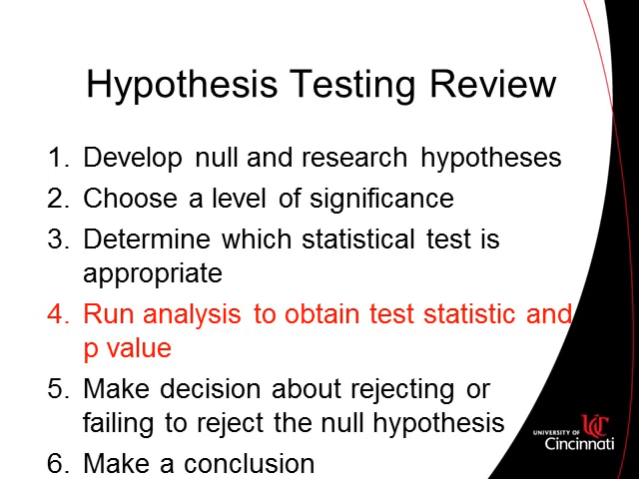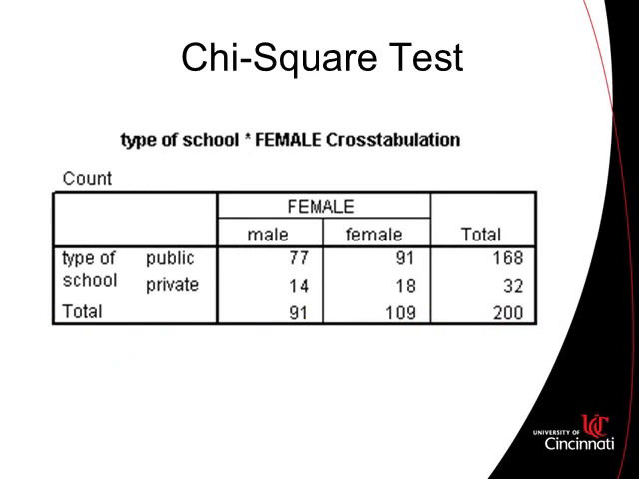And we're going to run our analysis and obtain our test statistic and our p-value. So this first table gives you what I was talking about with your cells. Imagine a 2x2 table, where we have one of our variables across the rows, which is our type of school. So public is the top row and private is the bottom row, and then we have our totals at the bottom. And then gender, so male is our left-hand column and female is our right-hand.